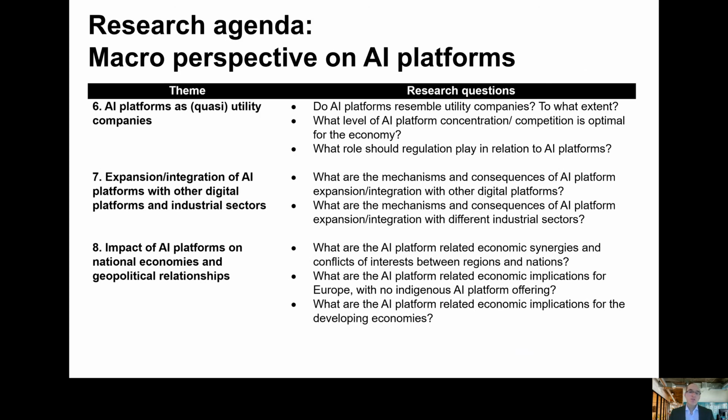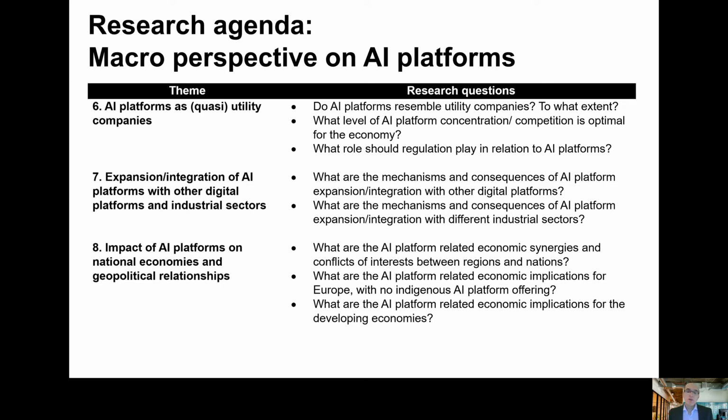In doing that, we first use the analogy of AI platforms acting as if they were utility companies. If you think about a utility company, for example, an electricity or water utility company, some of the first questions that come to mind or key issues relate to market power concentration, competition, and regulation. So we ask these questions in relation to AI platforms. The next range of questions relate to how AI platforms can integrate with other digital platforms, what the consequences of this integration are, as well as how they continue to expand and integrate with different industries, and what the consequences of this expansion might be.